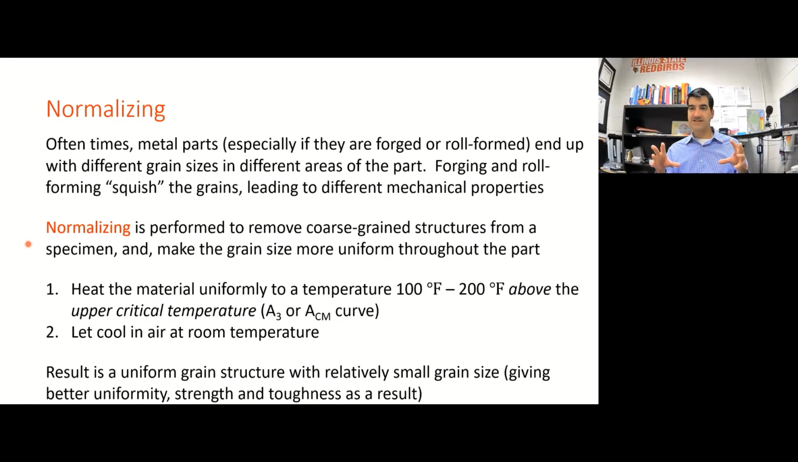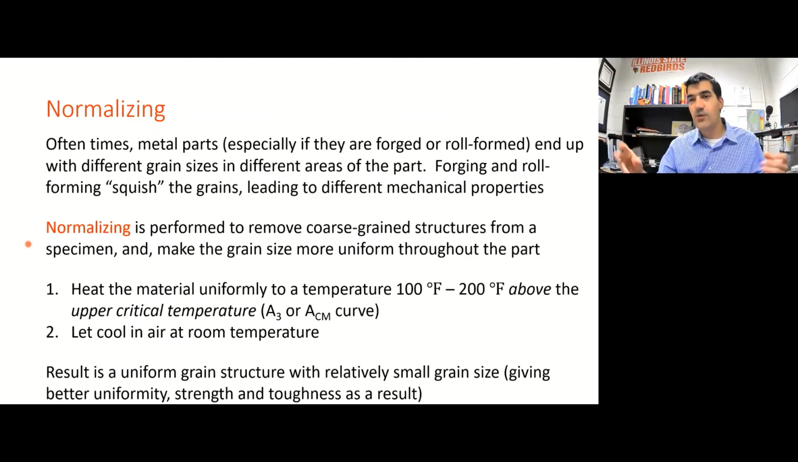Another meaning of normalizing is to make something standardized. To normalize something is to make it standardized in relation to something else. That's more the meaning in the context of mathematics or science. If you're normalizing something, you're comparing it to something else and making it relative to something else, standardizing it. And that's actually what we're doing here. The purpose of normalizing is to make the grains consistent and uniform.